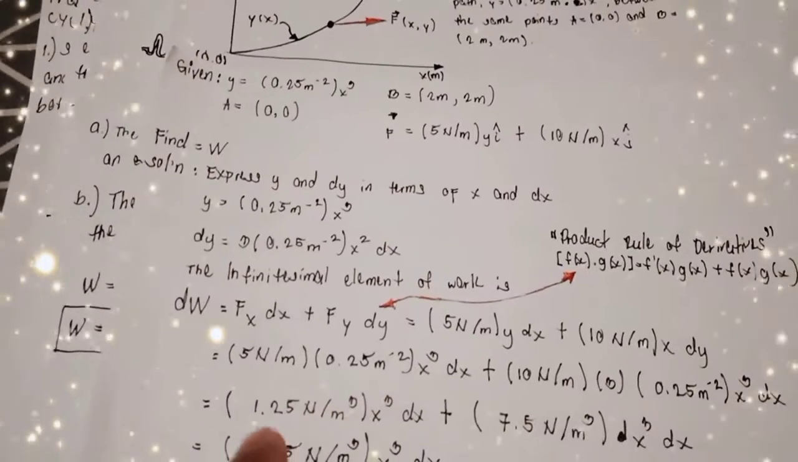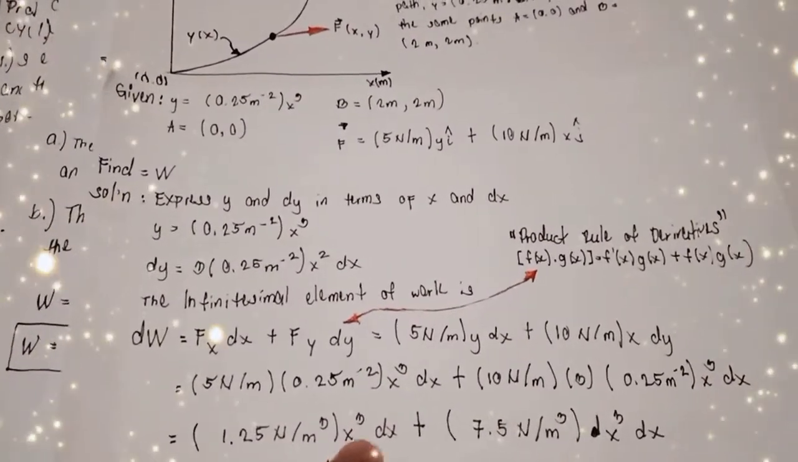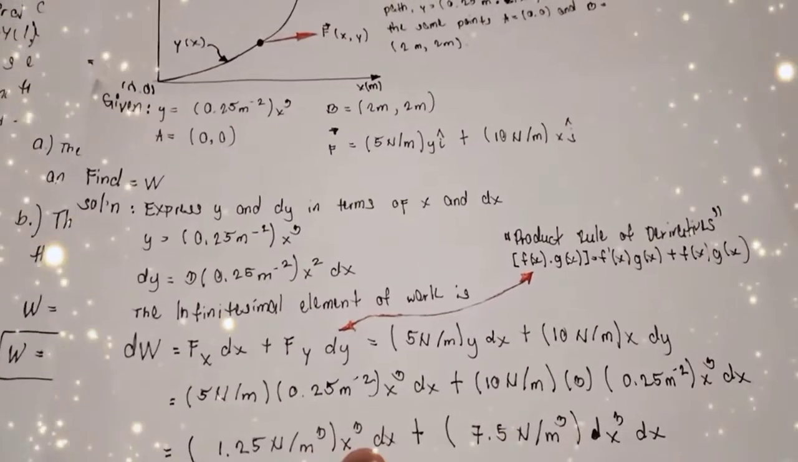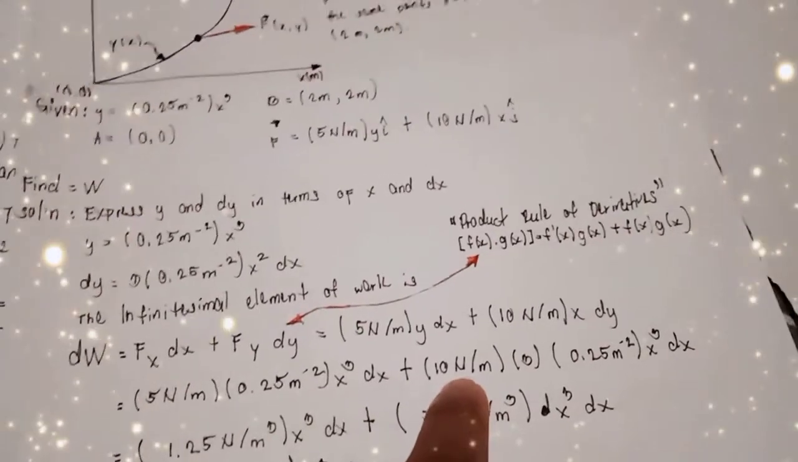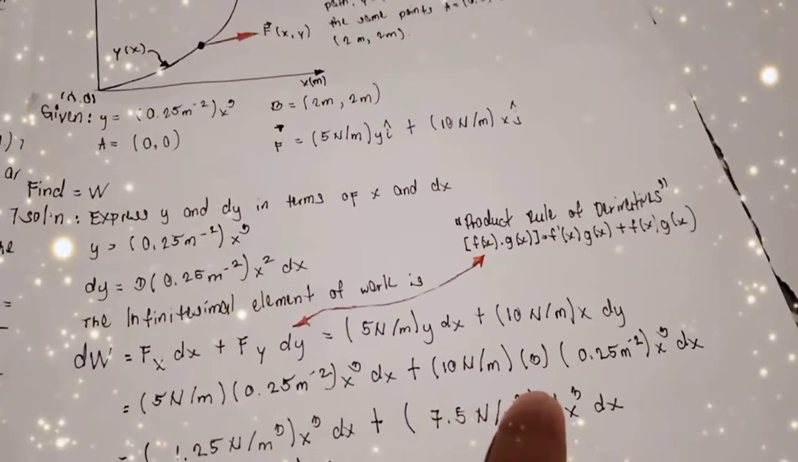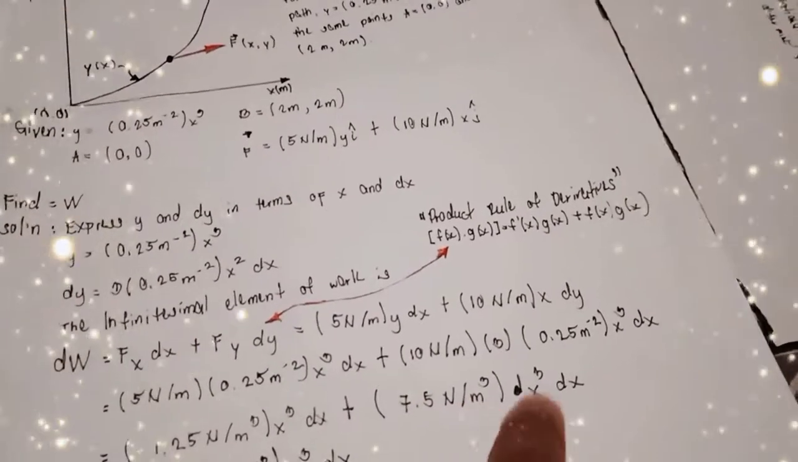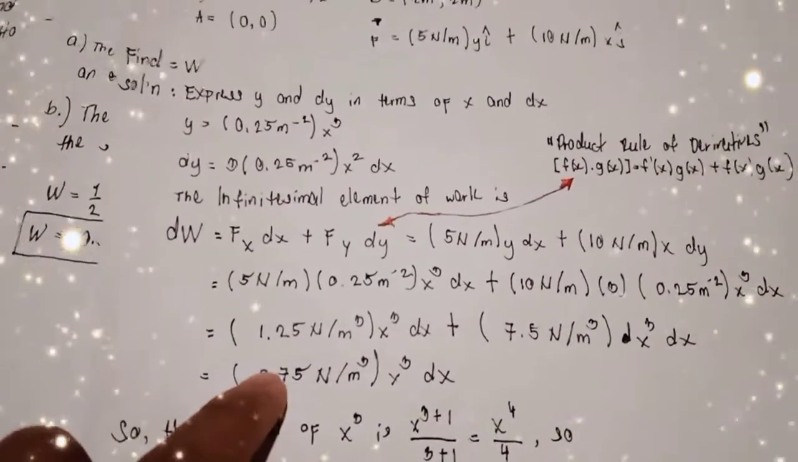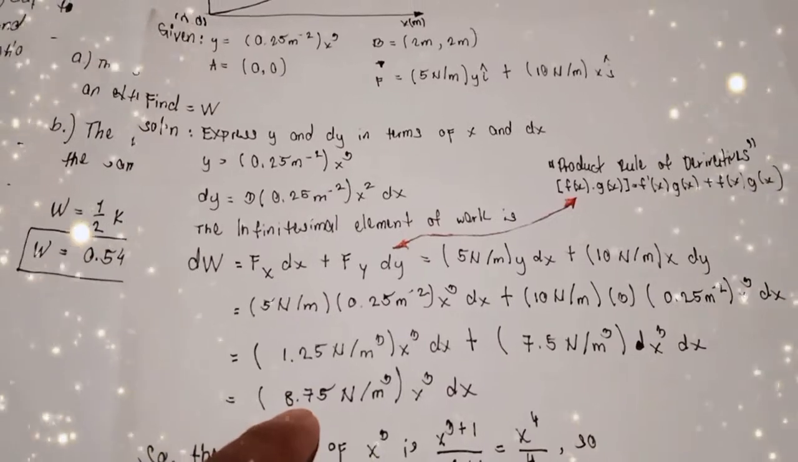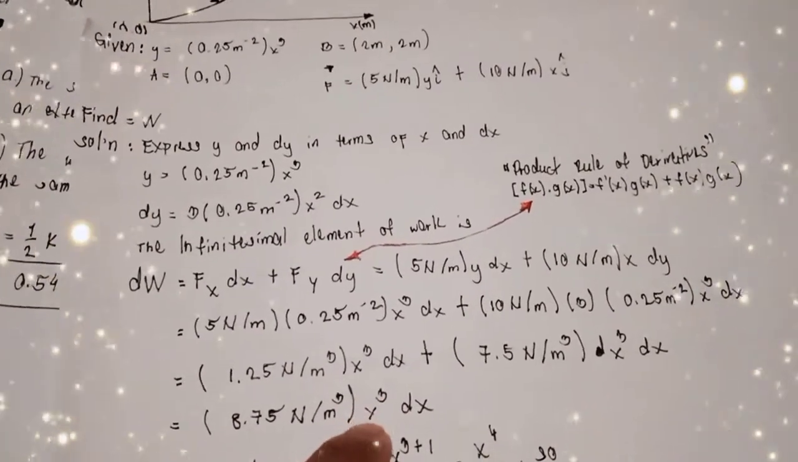The result is 1.25 N/m³ x³ dx plus, multiply this by 10 N/m. Then the result is 7.5 N/m³ x³ dx. So the result is 8.75 N/m³ x³ dx.